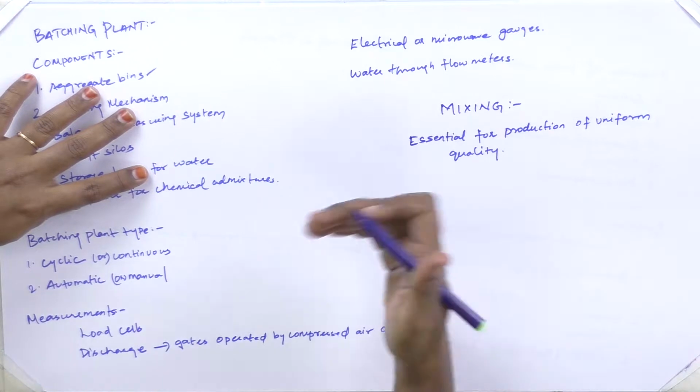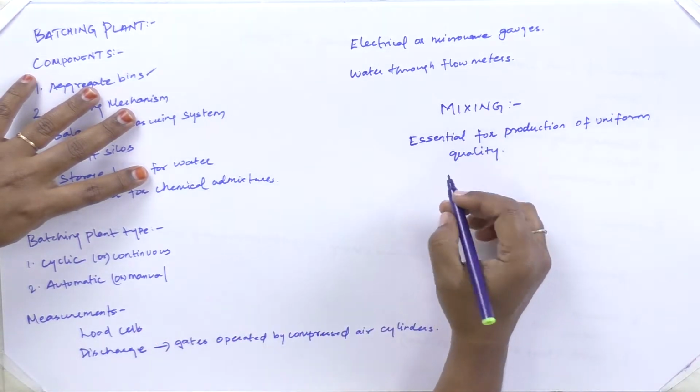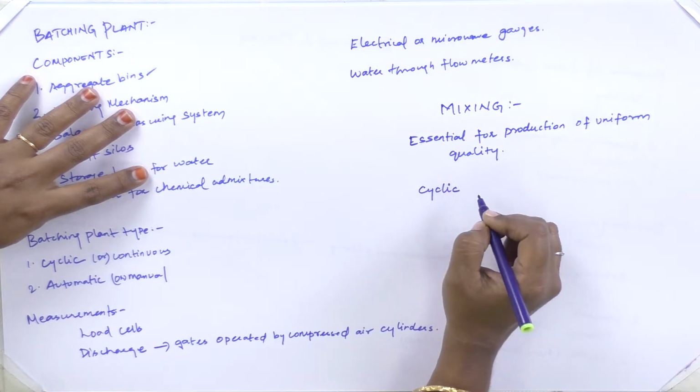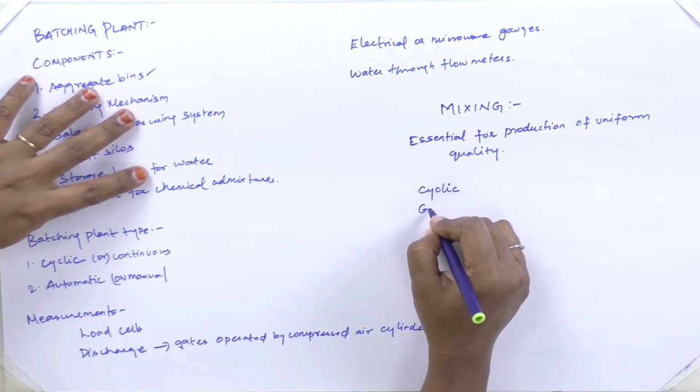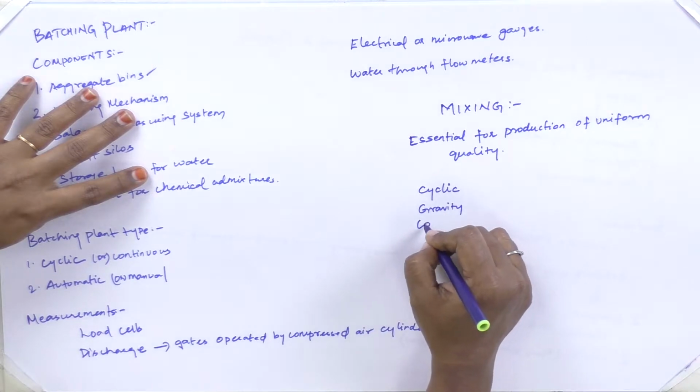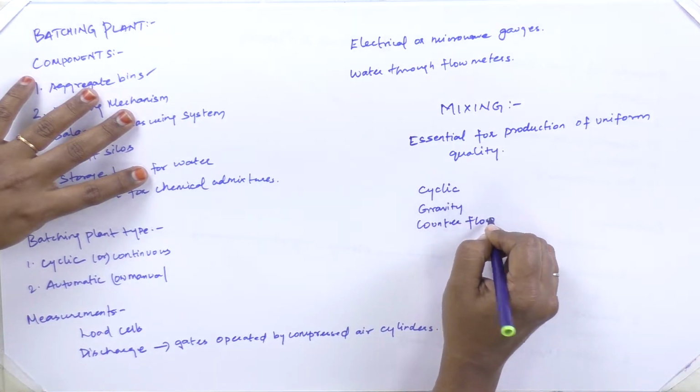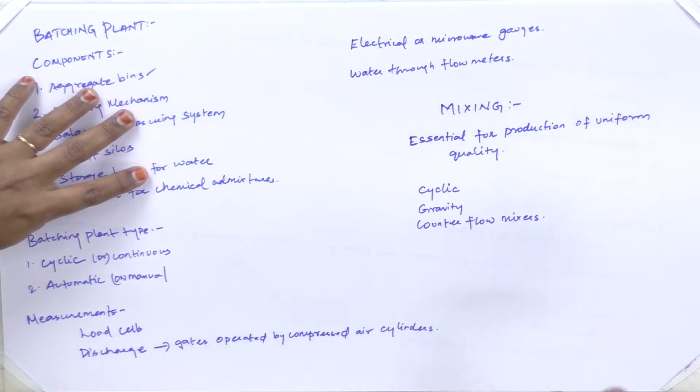As that of a batching plant, here a mixing can also be cyclic or gravity mixers or counterflow mixers. Since we are mixing ingredients of different specific gravity and different size ranges and different amounts, we have to mix it properly to attain a concrete of desired property.